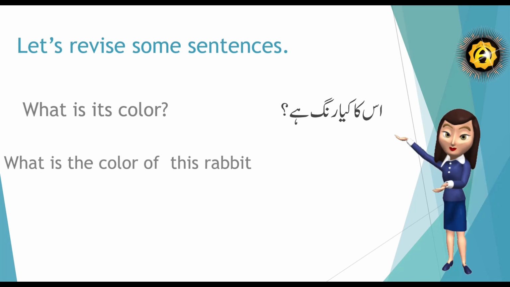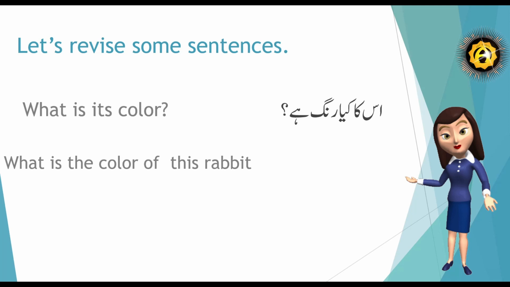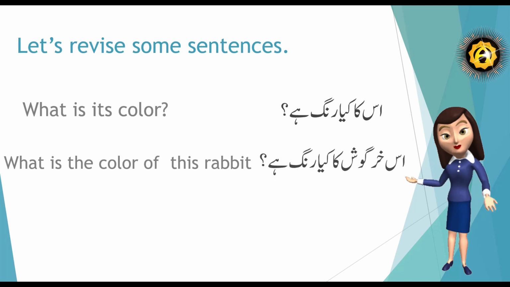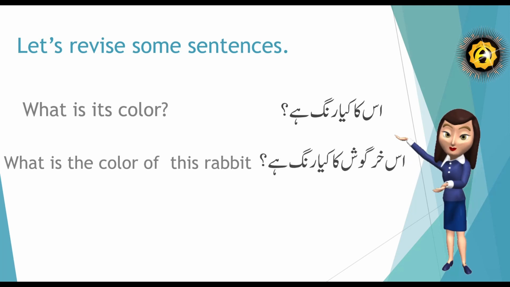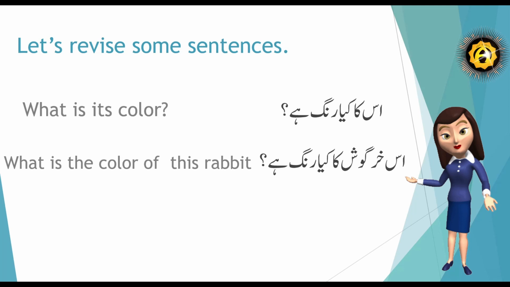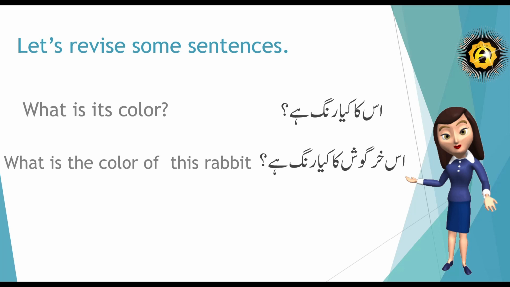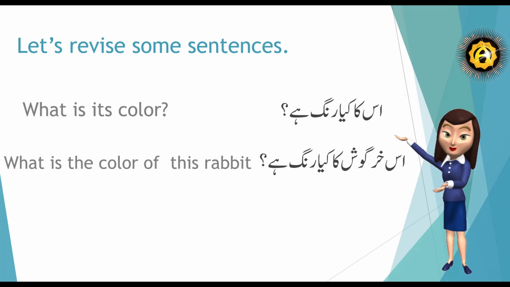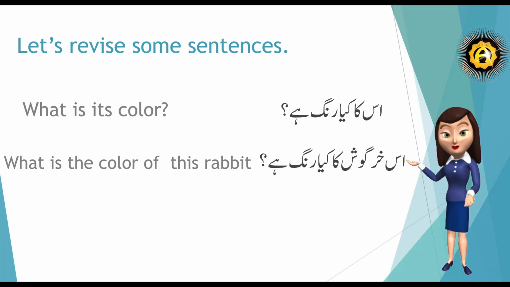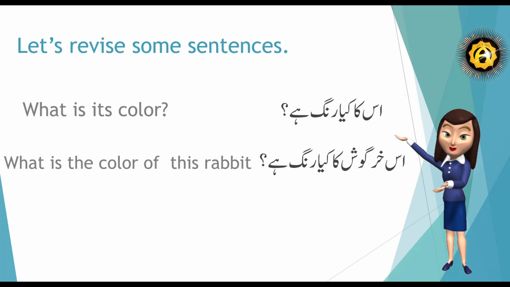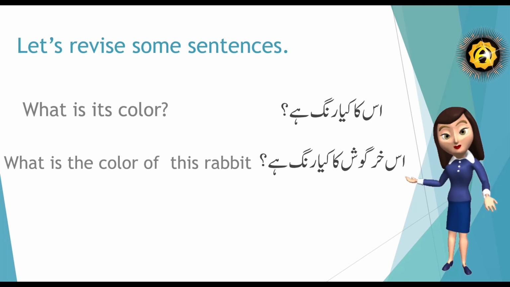Then in English we say, what is the color of this rabbit? When you are specifically taking the name of the thing and you're not just saying it's. And in Urdu it is khargosh ka kya rang hai? After is, you are going to mention the name of the thing that you are asking about. All right, and then the rest of the sentence is the same. So in English, what is the color of this rabbit? Or whatever the thing is. You can just replace rabbit with that, okay? And in Urdu it is khargosh ka kya rang hai?